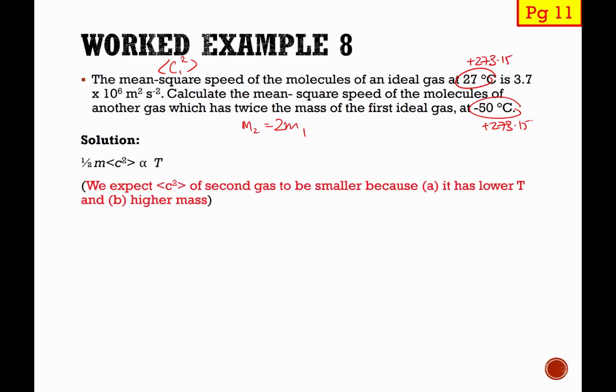And at this point in time, you can make some assessment that I expect the mean square speed of the second gas to be actually smaller than the first one because it has a lower temperature. At the same time, it has a higher mass. So therefore, the mean square speed needs to be much lower so that I can maintain the proportionality relationship.